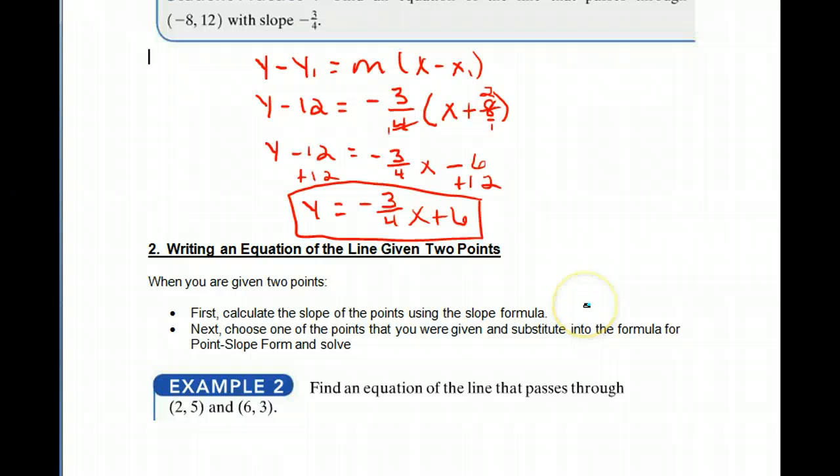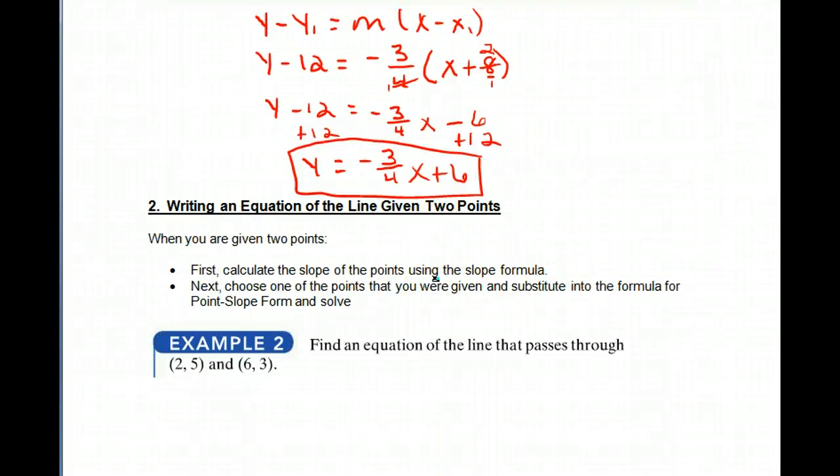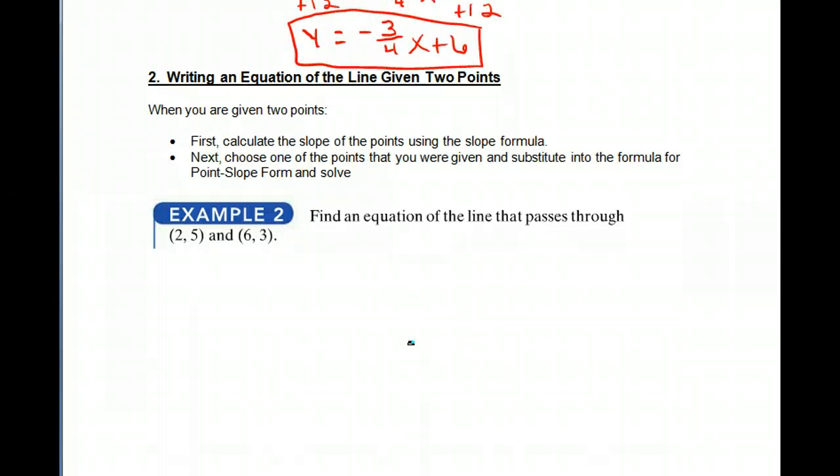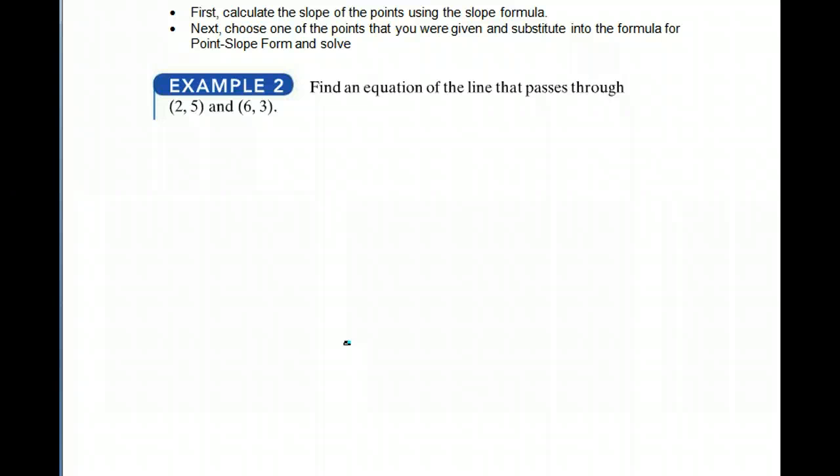The next section is a section where we're given just 2 points, and we're told to write the equation of a line when we're given those 2 points. So the steps here are to first calculate the slope using the slope formula that we learned earlier in this chapter. Next, you would choose just one of the points that you were given, it makes no difference which one, and substitute it into the formula for point slope form, and then solve and simplify until you have your equation. So let's go ahead and take a look at example 2 of how this will work.